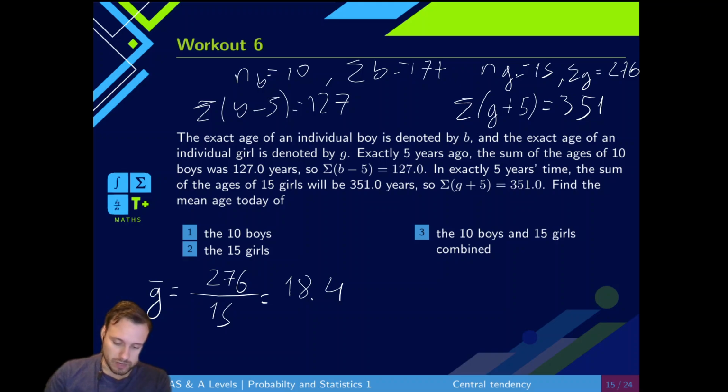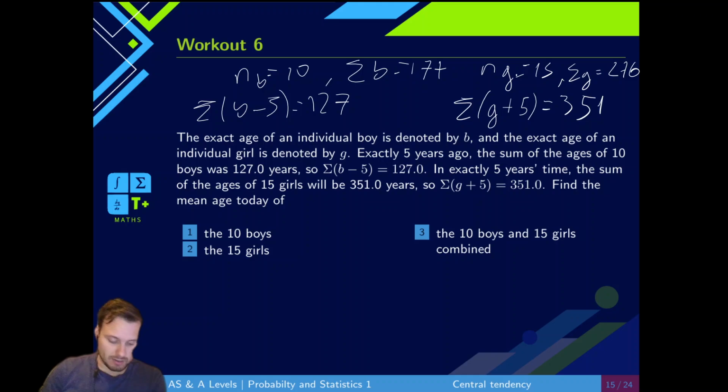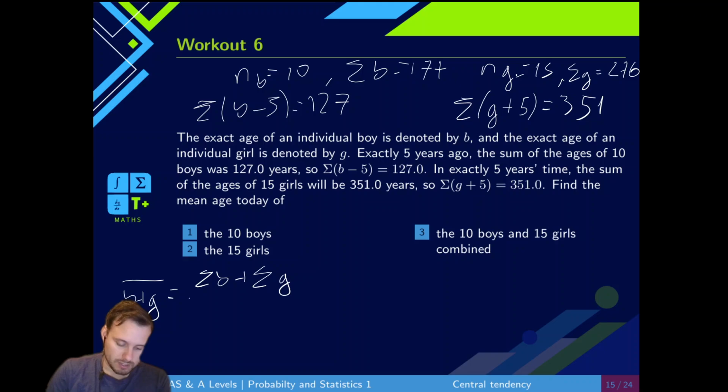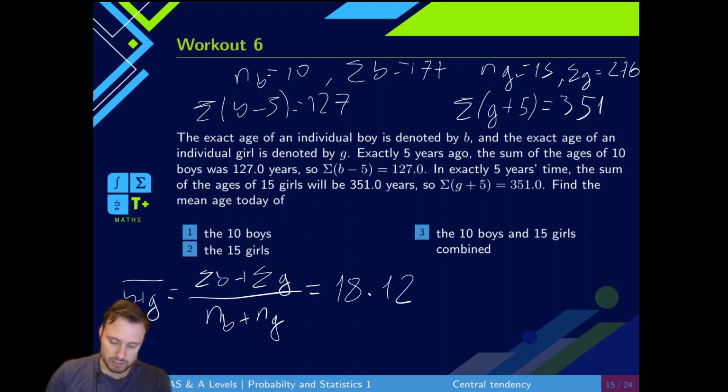Finally, in order to find the boys and girls mean combined, we're going to use the formula that we used earlier. We're going to say the mean of boys and girls is the sum of the boys plus the sum of the girls over the number of boys plus the number of girls. It's just that. And then we are going to plug in everything we have. We have the sum of boys, the sum of girls, the number of boys, the number of girls, and this will give us 18.12. That will be the final answer. You can take some minutes to work on it. And if you're having some problems, you can go to my webpage and you will find the step-by-step solution.